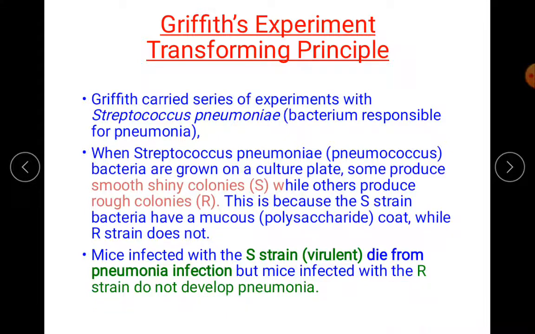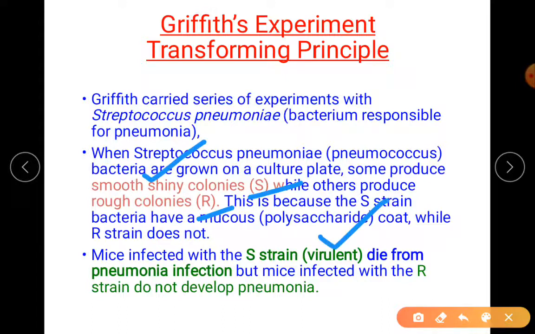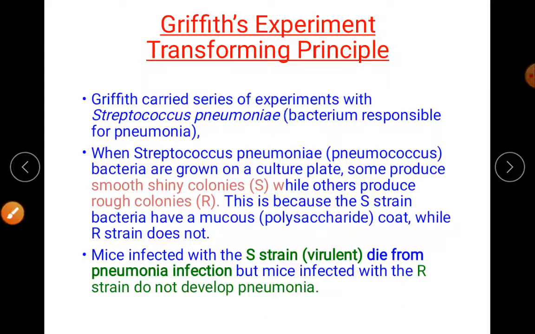Two marks can be asked: give the difference between S strain and R strain. Please remember to write: S strain produces smooth and shiny colonies and is virulent. R strain produces rough colonies and is non-virulent. You can add one more point: virulent means it causes disease, for example pneumonia in Streptococcus, and the R strain does not cause the disease. I hope the three points are clear.